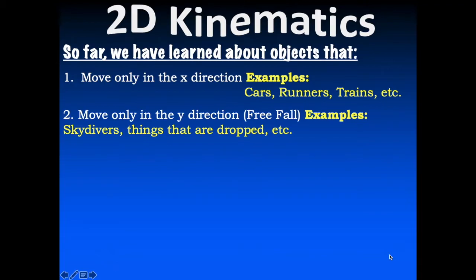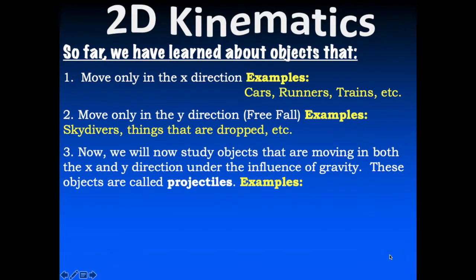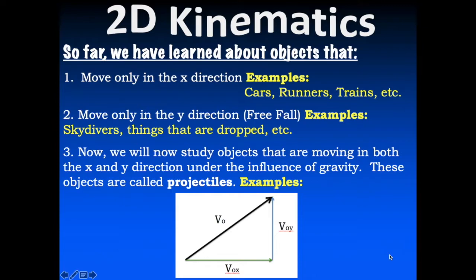So vectors talk about things that are moving through two dimensions, and we've been doing lots of things with sine, cosine, tangent, Pythagorean theorem. So now we're going to put all those three units together in something called 2D kinematics, sometimes referred to as projectiles. So it says number 3. Now we will study objects that are moving in both the x and y direction under the influence of gravity. These objects are called projectiles.